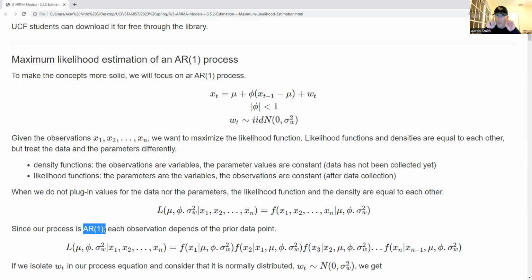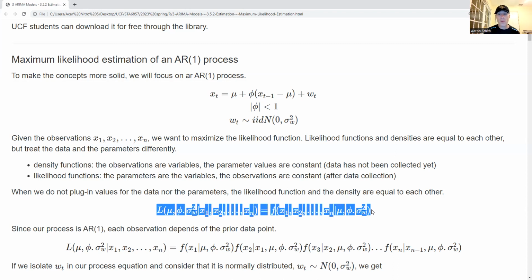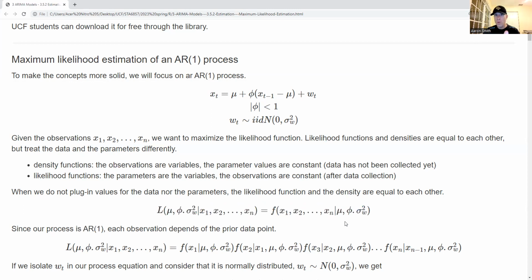Okay, so this is where things get a little bit different than your stat theory course. In your stat theory course, you always make the assumption of independent, identically distributed. We don't have independence. We don't have identically distributed. Why? Because it's depending on the past observation. Okay, so this equation is still correct, but I know that the distribution needs to be broken up.